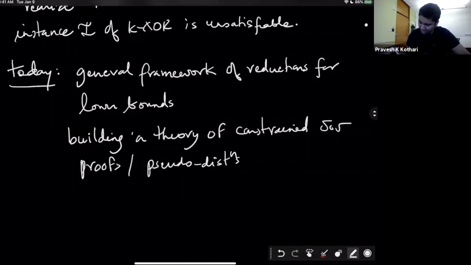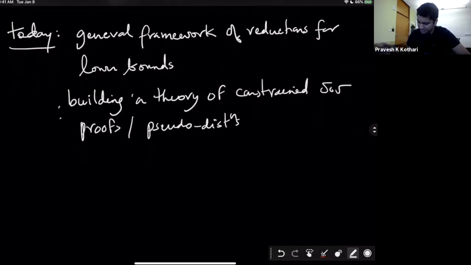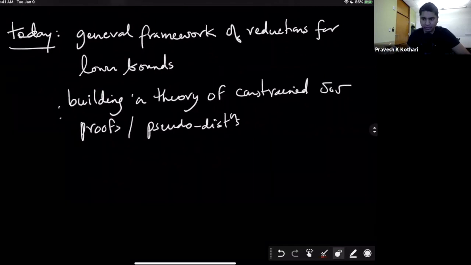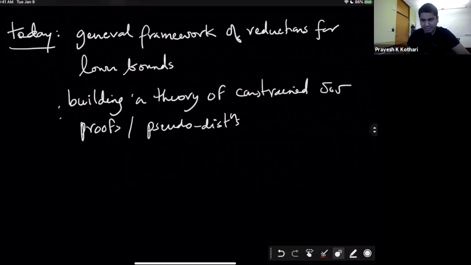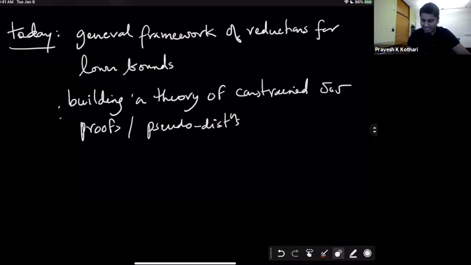And so we will do that. Then we will see how this general theory is indeed a generalization of what we've studied so far for the hypercube. Then we will come back and reinterpret what we proved the last time for kxor. And then finally we will develop this general framework for reductions and prove a lower bound for maximum independent set.